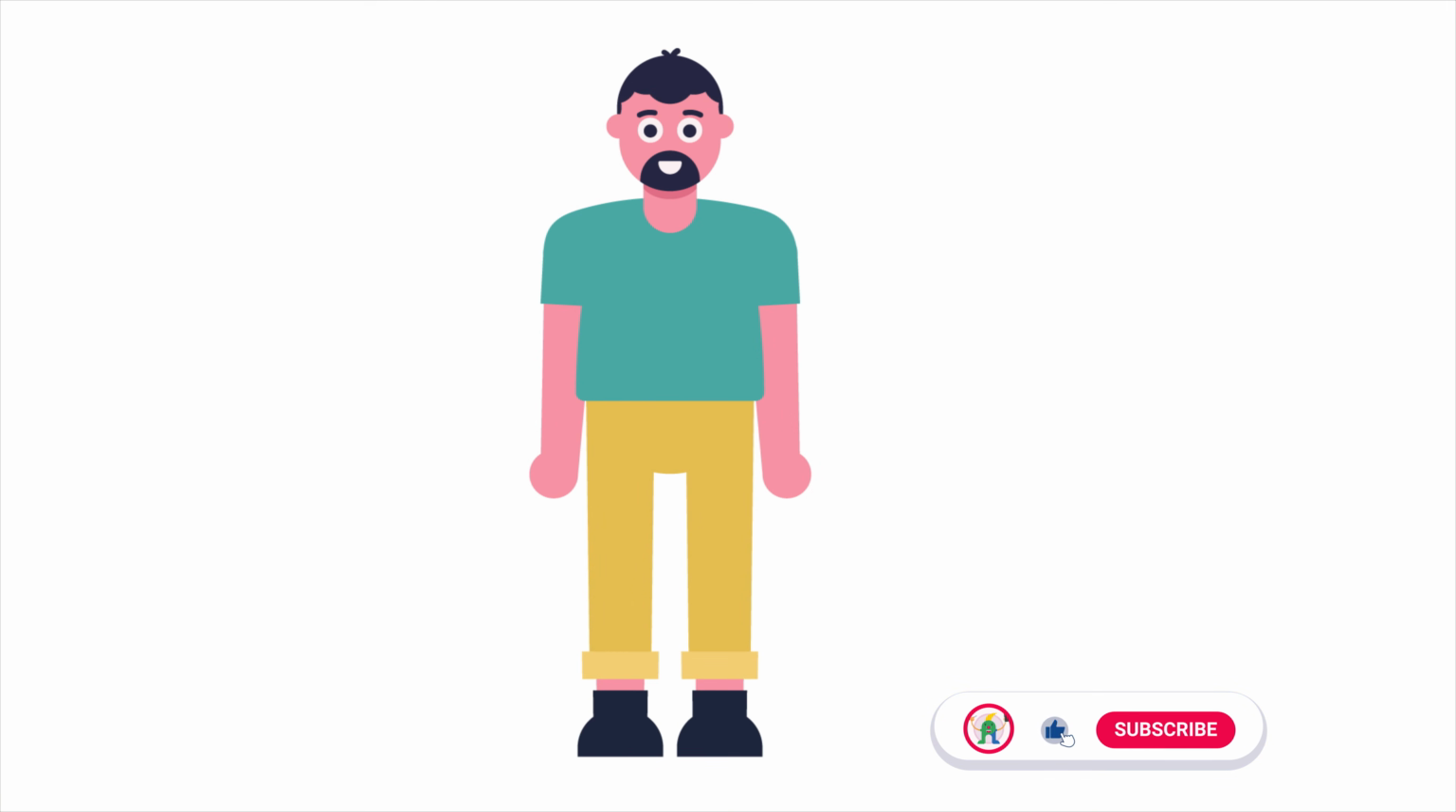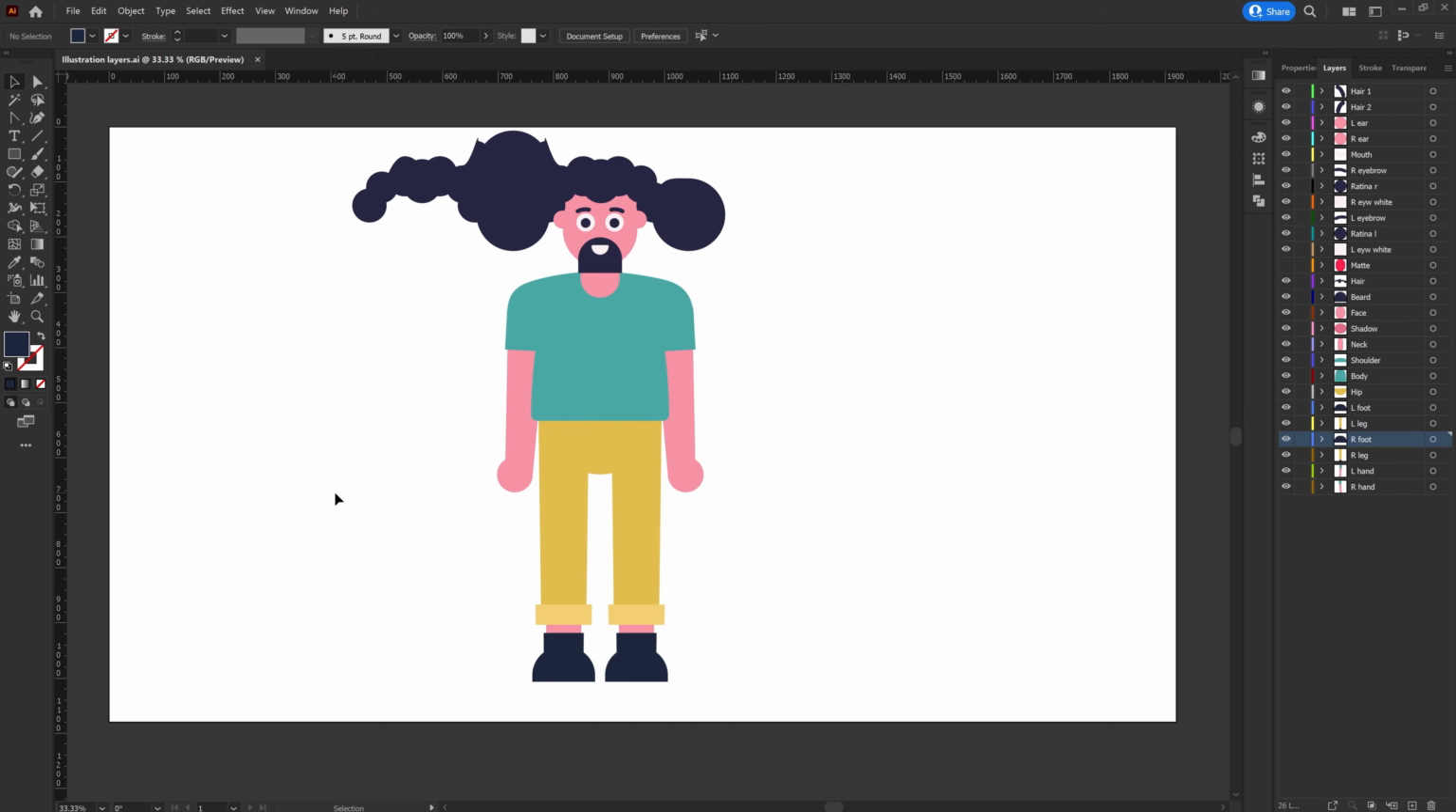So this is the illustration we are going to use in this lesson. And let's check out how I have separated the layers in Illustrator to prepare the file for animation. And I'm also providing the illustration file for this tutorial, so you can collect it from the link in the description and follow along with the lesson.